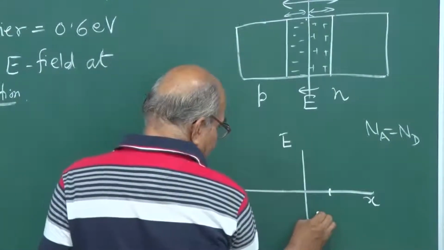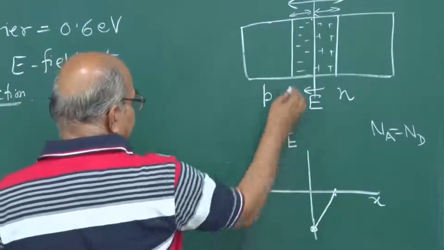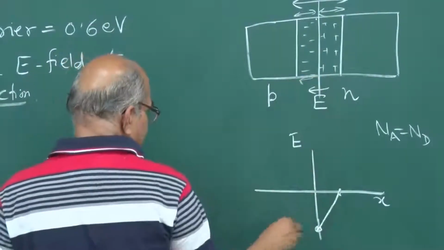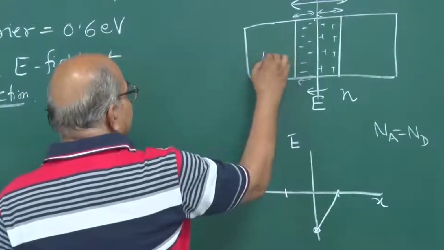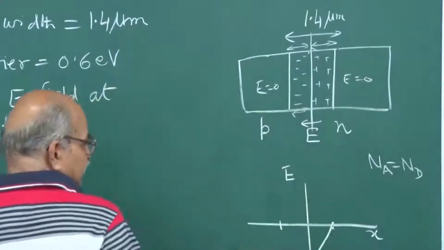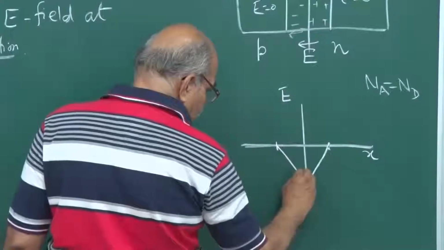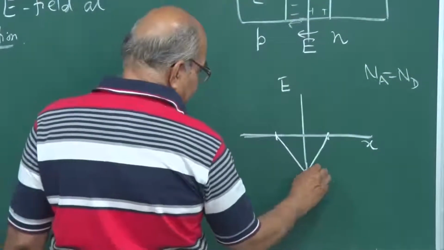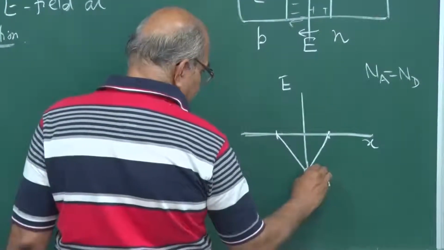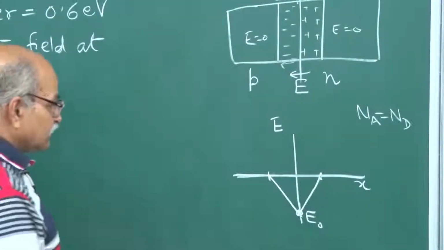Same story on the other side. The electric field is still in the same direction, so it is negative, and beyond the depletion layer the electric field is 0. So here it is all 0, and this is also linear. Let us say this is E naught, or you can call it minus E naught if you so wish.